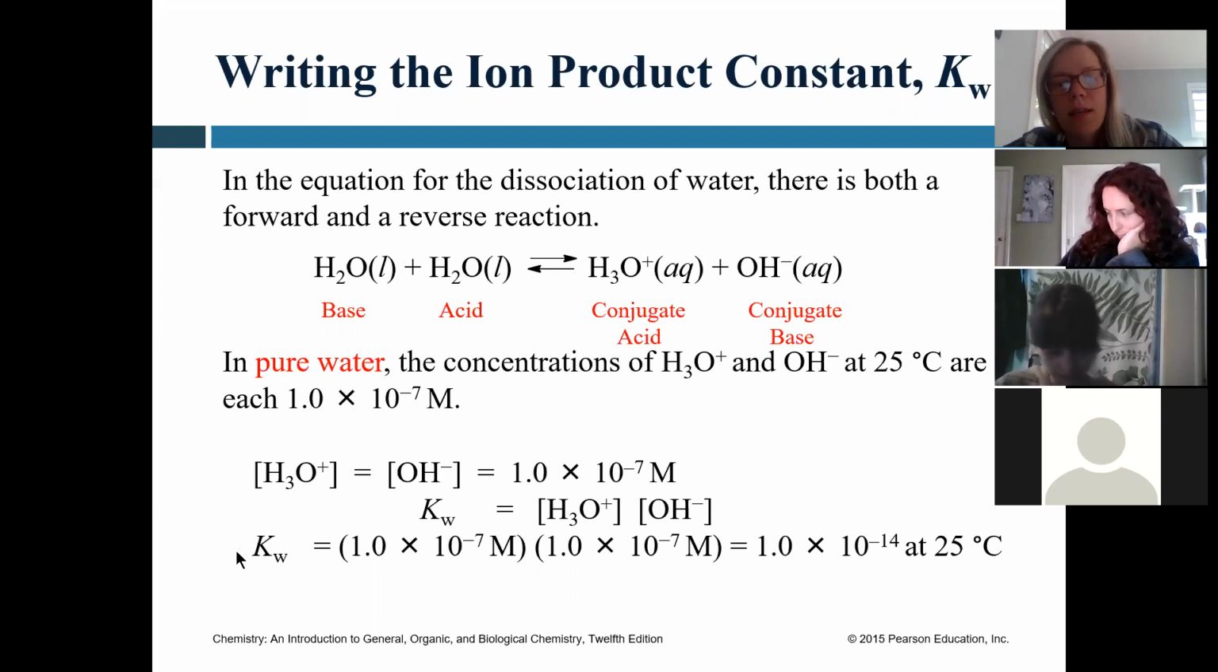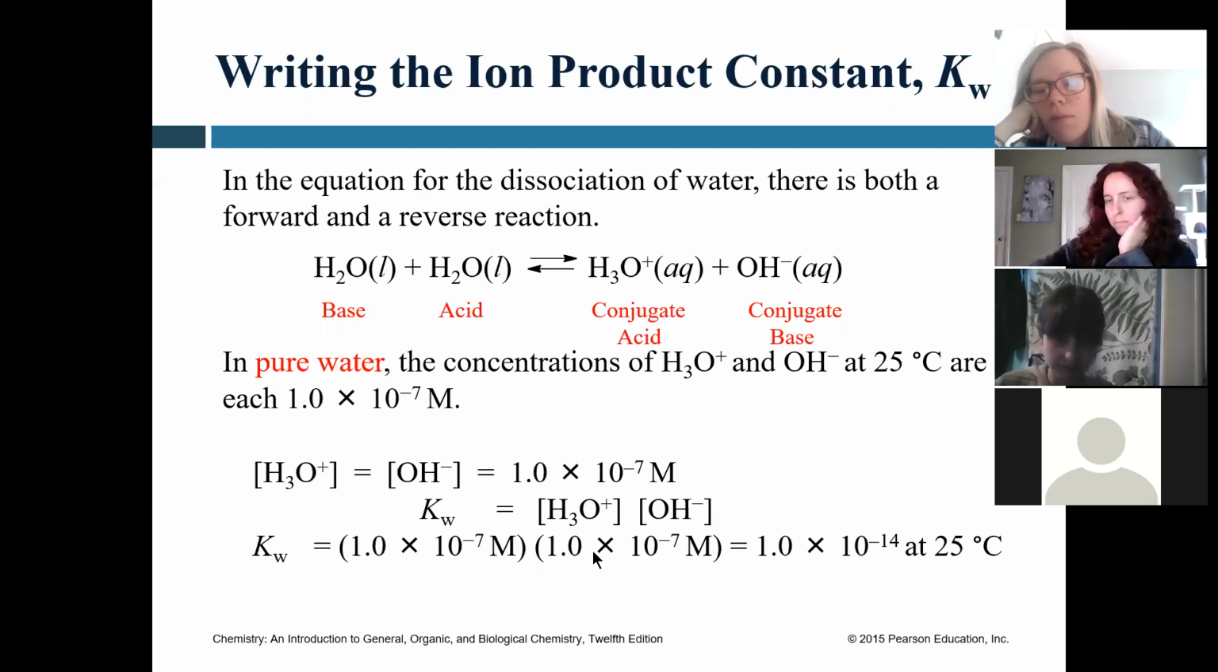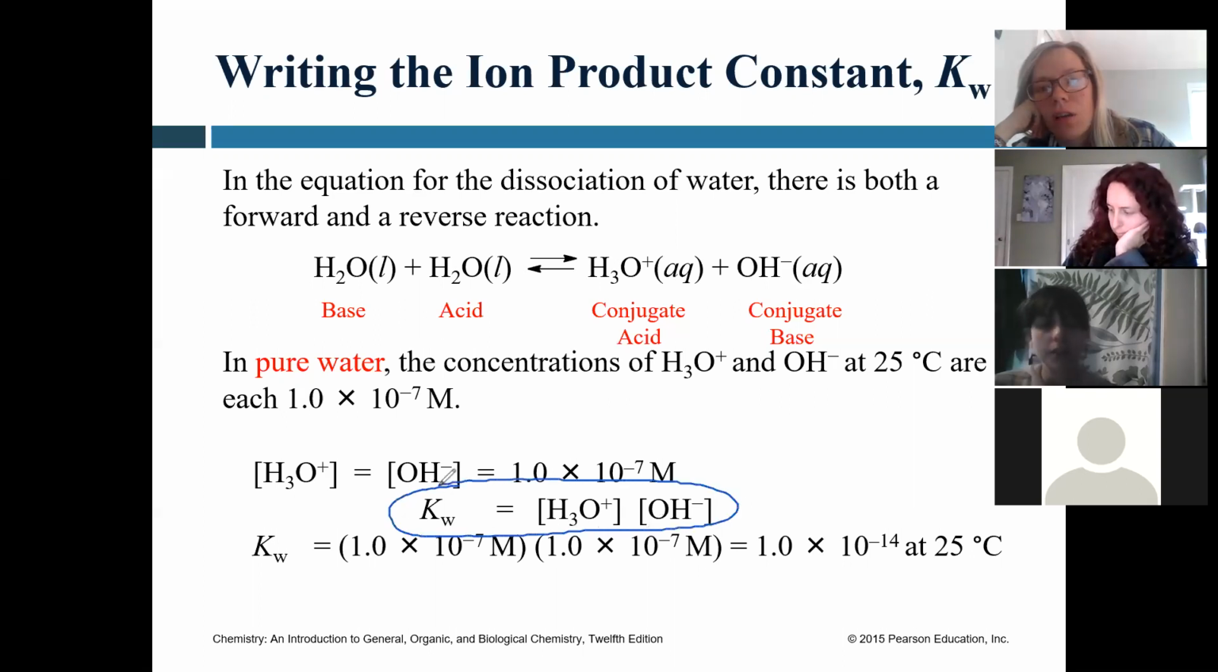this little nifty thing right here, Kw, which equals 1.0 times 10 to the negative 14, this value is true for all solutions. These two components, the H3O plus and the OH minus, those can change, okay? So this equation right here, you can use for really any solution to determine how much H3O plus, how much acid you have, or how much OH you have.